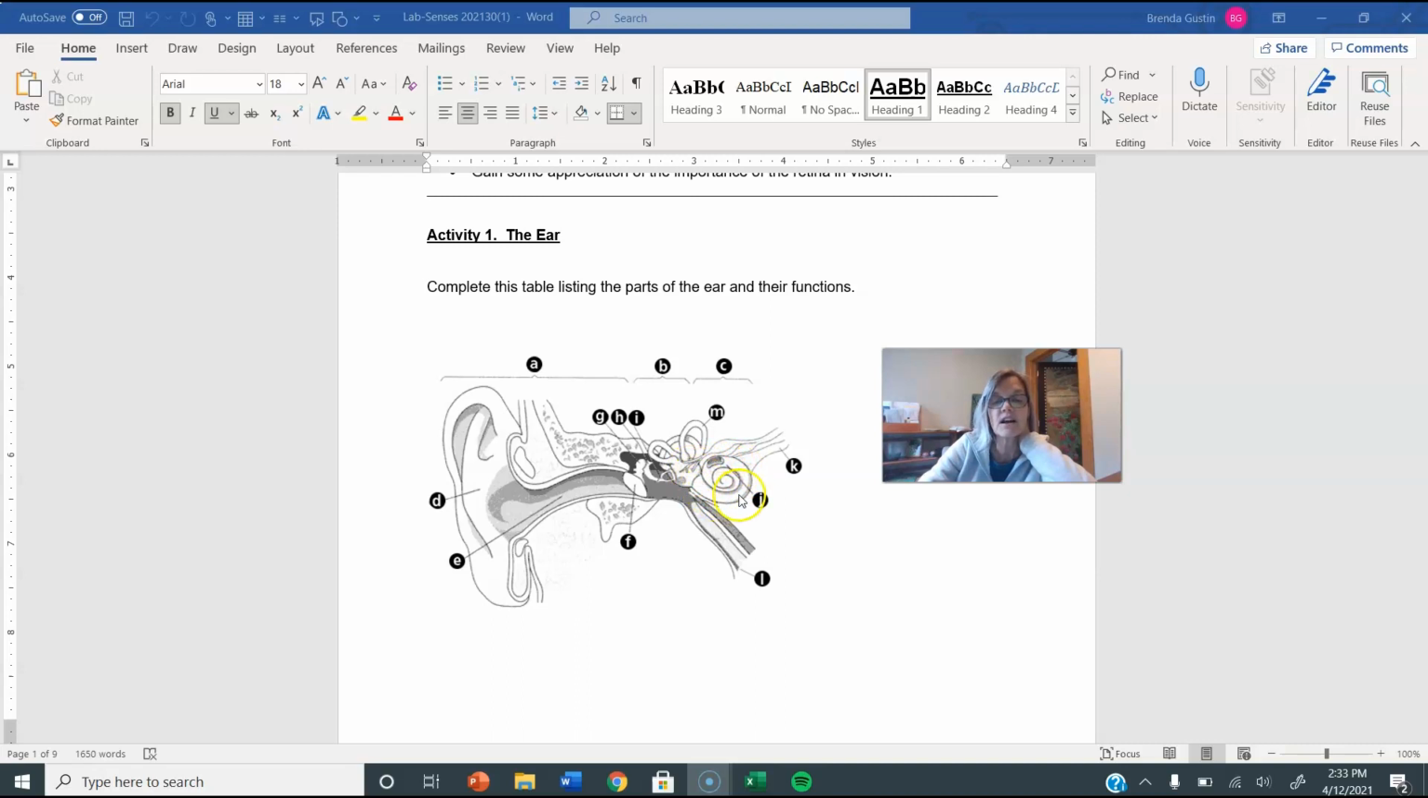And the part of the inner ear where there are hair cells or receptors for sound is this curlicue called the cochlea. The vibration of those hair cells in the cochlea in turn trigger an impulse in this, which is the auditory nerve. And that's going to carry that information to the brain, and that's going to be interpreted as sound.